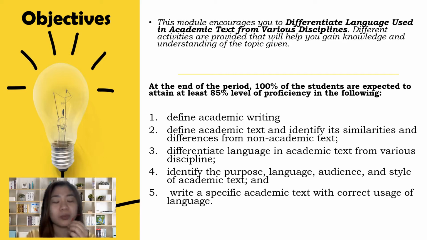proficiency in the following. Number 1, define academic writing. Number 2, define academic text and identify its similarities and differences from non-academic text. Number 3, differentiate language in academic text from various disciplines. Number 4, identify the purpose, language, audience, and style of academic text. And number 5, write a specific academic text with the correct usage of language.